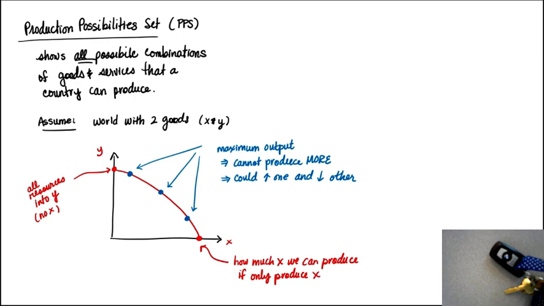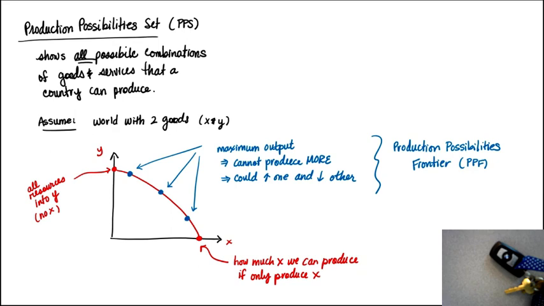So these set of points right here along the border we call our production possibilities frontier. Production possibilities frontier. And you're going to see that abbreviated as PPF. Production possibilities frontier, the PPF.